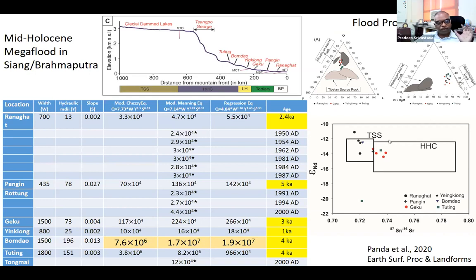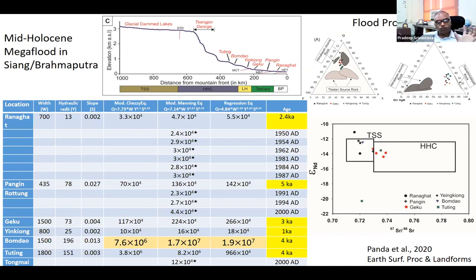We found that the floods originated on the Tibetan plateau, due to the breaching of larger lakes that were glacial dammed lakes or moraine dammed lakes. And this running, gushing water exhumed a lot of sediment material from the crystalline core, or the Tsangpo Gorge, and the material was finally deposited at the Himalayan front.